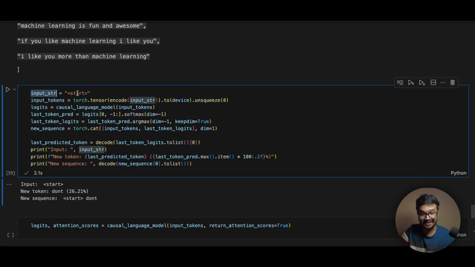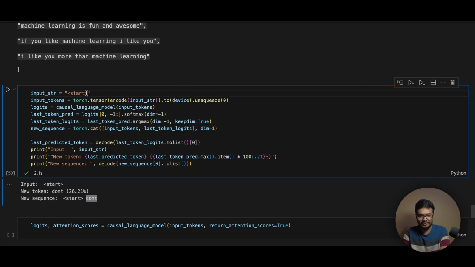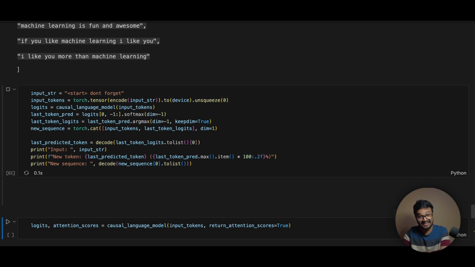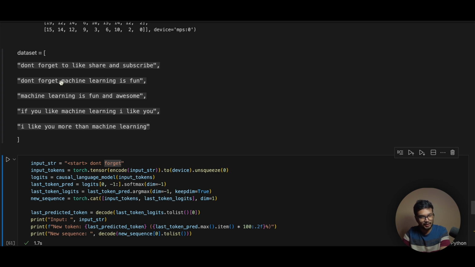So here I have an input string which is start, and then I convert it into the integer token, and then I pass that token through the language model, take the probability of the model by doing the softmax, and then do an argmax to find the index of the highest logit in the output, and then finally we append it back to the new sequence. So when we input start, the new token output is don't with 26.21% confidence, which is not very high, and the new sequence is start don't. And if I just copy this here and run it again, you see the new word is forget, and if I run that again, the new word is machine, where the model is trying to predict this particular sentence right now.